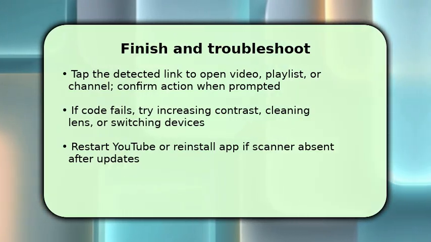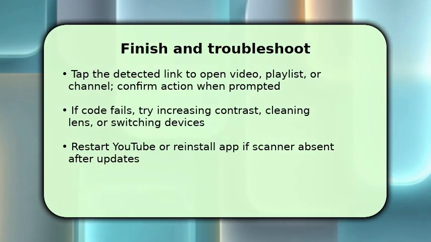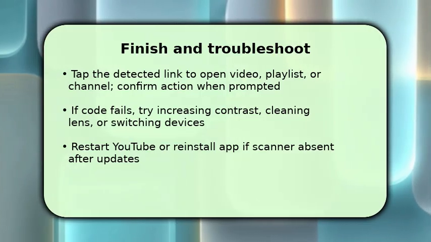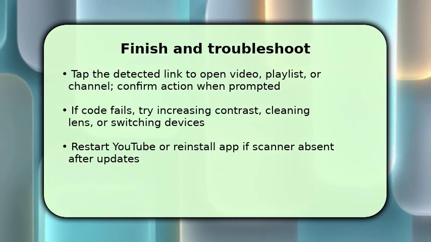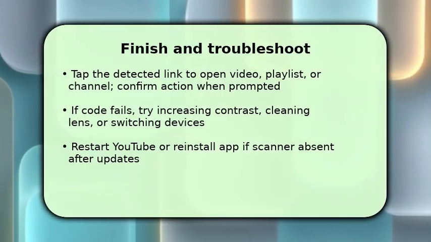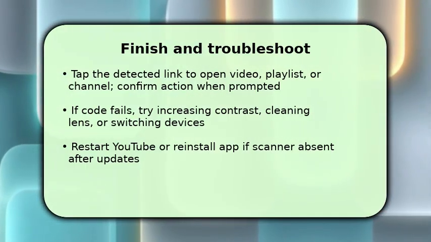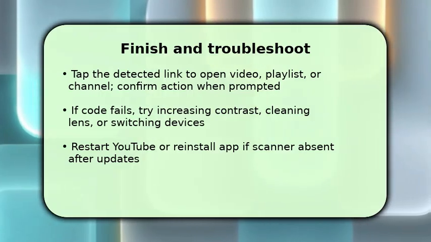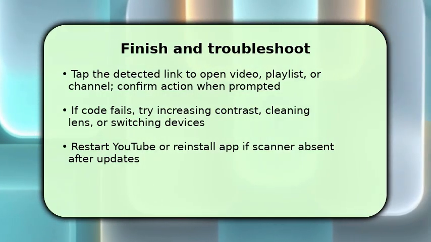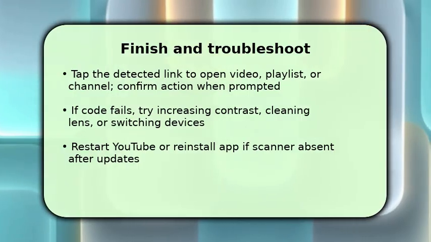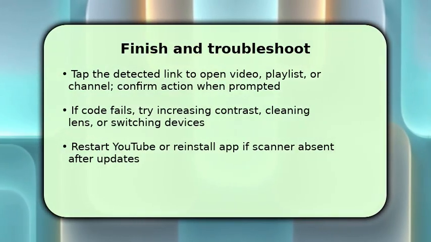If nothing happens, make sure the URL is valid and you have internet connectivity, then retry. A common fix is cleaning the camera lens, increasing contrast, or moving to a brighter area. If the scanner icon never appears, restart the app, check for system permissions, or reinstall. These steps resolve most missing feature issues and get you back to scanning quickly.